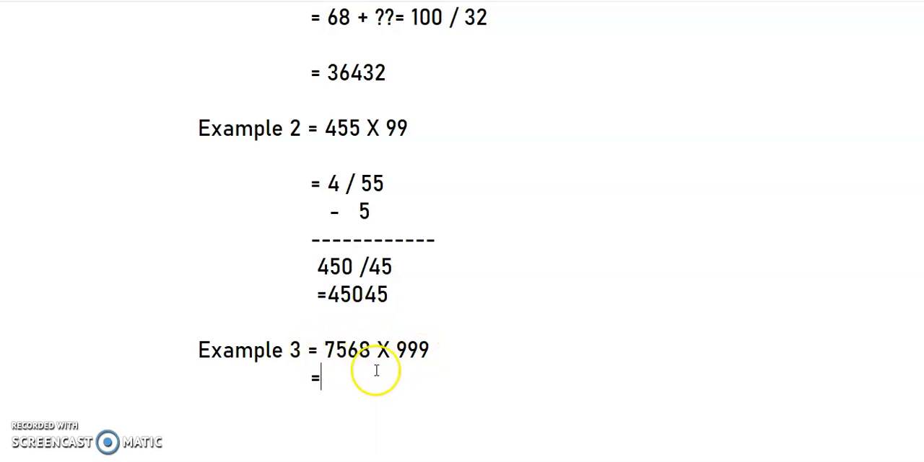Another example: 7568 multiplied by 3 nines. First digit plus 1: 7 plus 1 is 8. 7568 minus 8 is 7560. Here the remaining digits are 568, and for 568 we write the complement: 9 minus 5 is 4, 9 minus 6 is 3, and 10 minus 8 is 2. This is the answer.